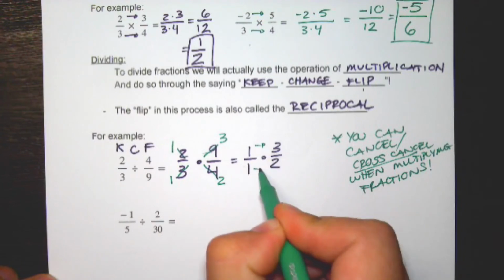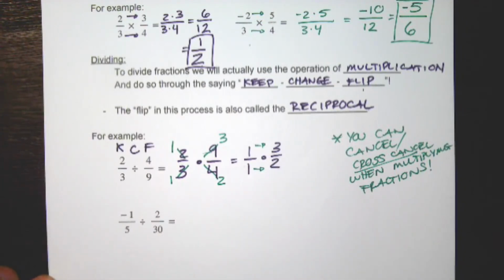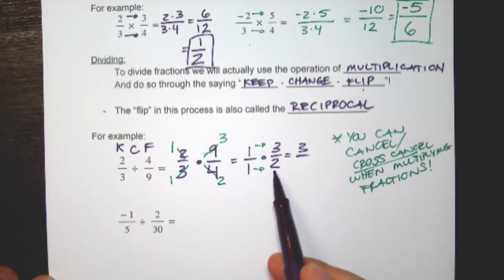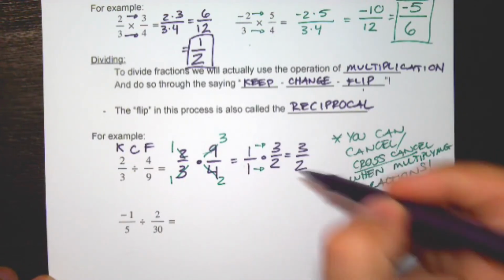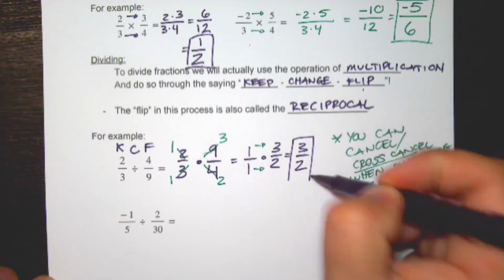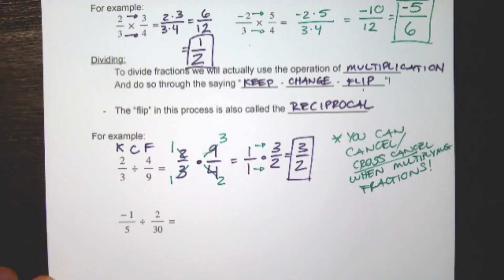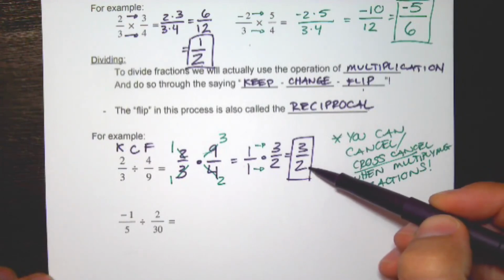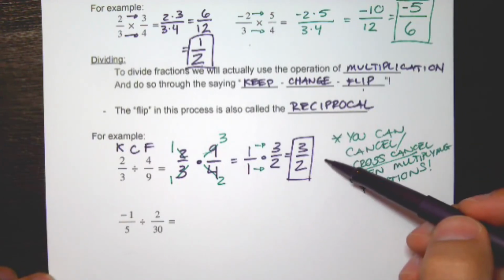Well, that last little bit of this problem, we need to multiply across the top. We get 3 times 1, which is 3. Multiply across the bottom, we get 1 times 2, which is 2. And for now, unless I say otherwise in the problem, it's totally fine to leave it as an improper fraction of 3 over 2, and we don't need to rewrite this as 1 1/2 or a mixed number.